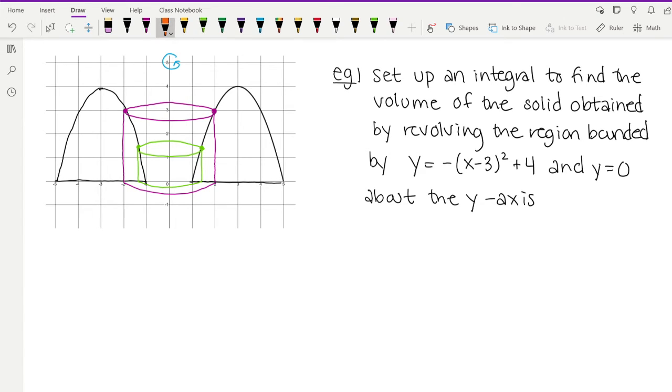You would have more of them out here. So for example, I could go here and do the symmetric point over here. This is going to be a really big one. But it's shorter, right? This one would be shorter than the purple one that I drew first, but it would have a much bigger radius. And it would look something like this. So you're going to have all of these different cylinders fitting together to give you the whole solid.